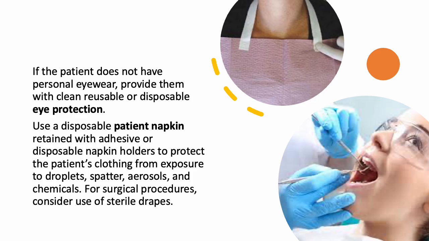Now we're going to prepare the patient. First thing, if the patient doesn't have eyeglasses, we provide him with reusable or disposable eye protection. Secondly, we use a disposable patient napkin with disposable holders. Why? To protect the patient's clothing from exposure to droplets, spatter, aerosols, and any chemicals. For surgical procedures, we consider using sterile drapes.